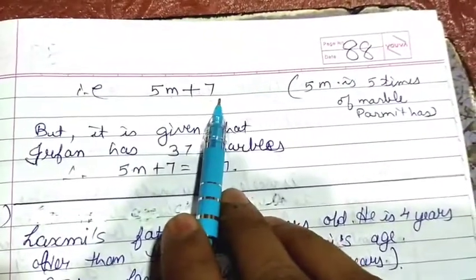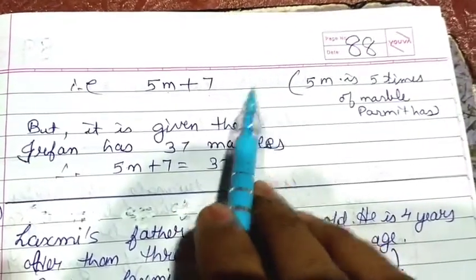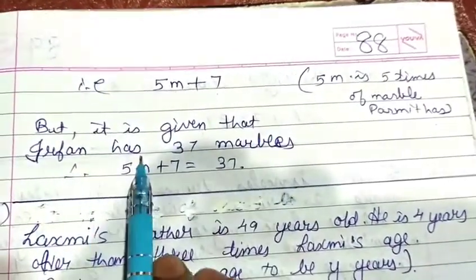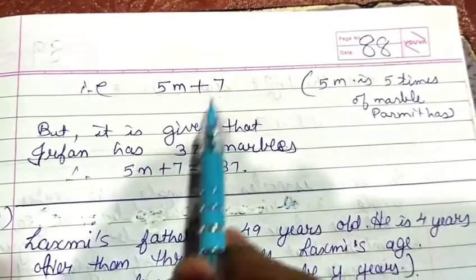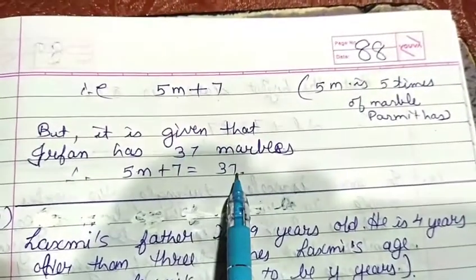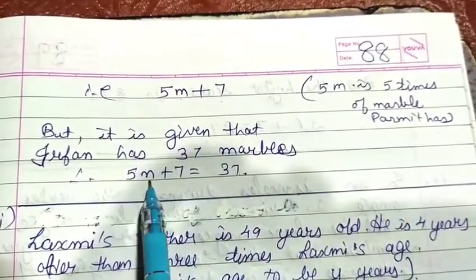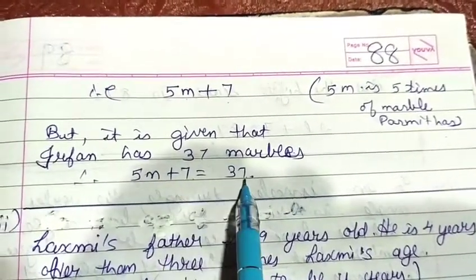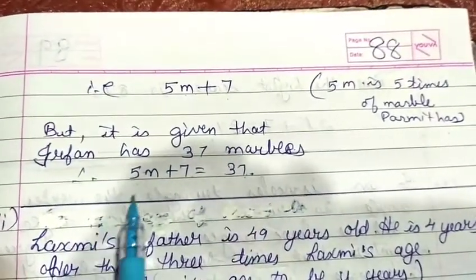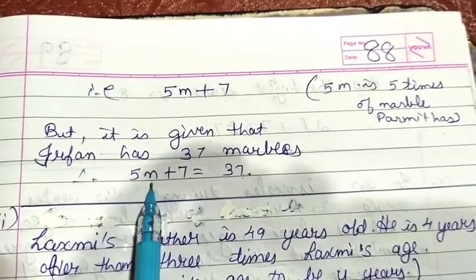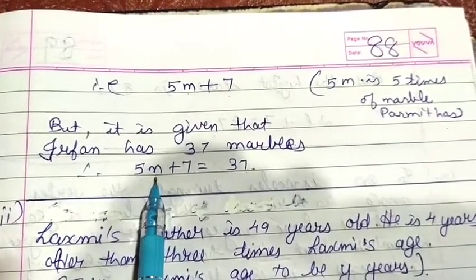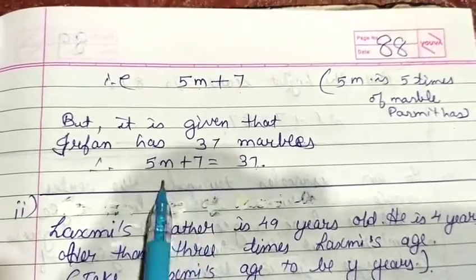Now on one side this expression is given, and it should be equal to the total given. It is given that Irfan has 37 marbles, so on the right hand side we write 37, and on the left hand side this expression, that is 5 times m plus 7, should be equal to 37. We don't know the number of marbles Parmeet has. So this is how you have to form an equation.